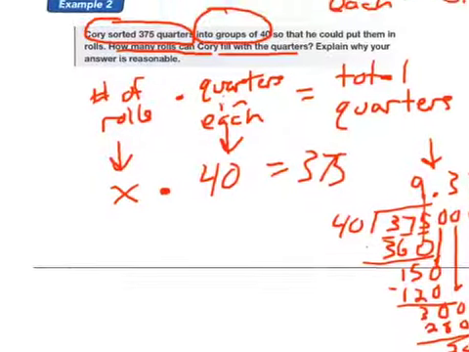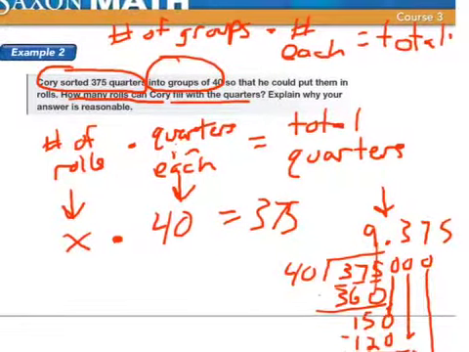9.375. Let's look at that in the context of our problem. My question says, how many rolls can Corey fill with quarters? And then explain why your answer is reasonable. Well, I've got an answer that's not a number I can use for a number of rolls. I can't have 9.375 rolls of quarters. I could have 1 roll of quarters or 2 rolls of quarters, but I can't have 3.43 rolls of quarters. So it's got to be a whole number. So I've got to ask myself, is it going to be 9 rolls of quarters or 10 rolls of quarters? Because my answer's in between there.